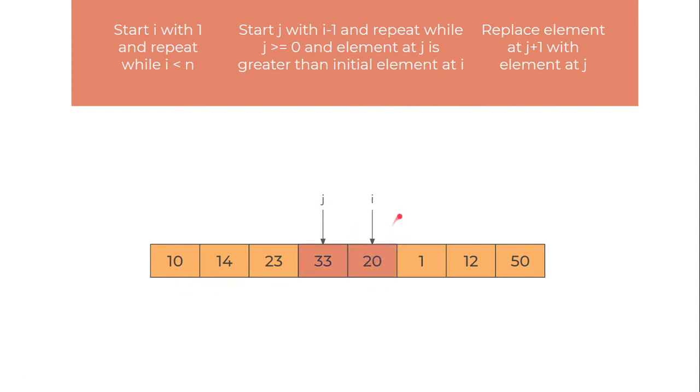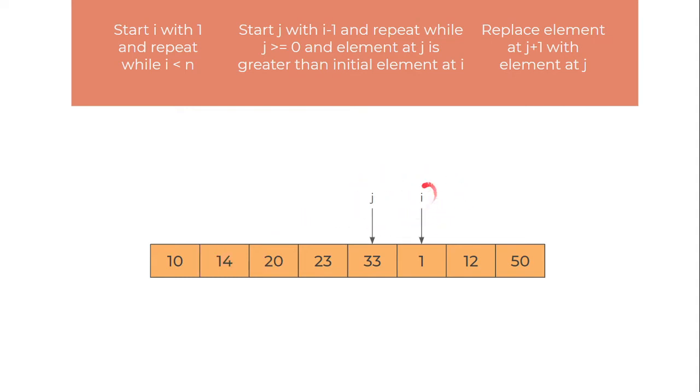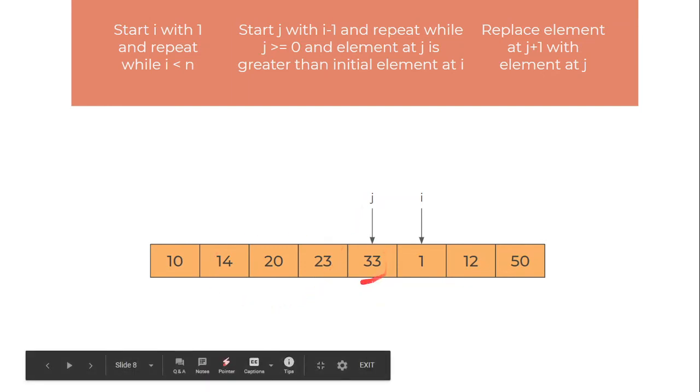Now again, we do the same thing. Save the initial value of I. Now 33, the value at j is greater than the initial value of I. So we place the value of j at j plus 1. Move j back. Again, 23 is greater than 20. So put the value here. Now 14 is less than 20, so all we have to do is place this value of initial I at j plus 1, just like that. And in the next iteration this will be the values of I and j, and now these 5 elements are sorted after 4 iterations, right?